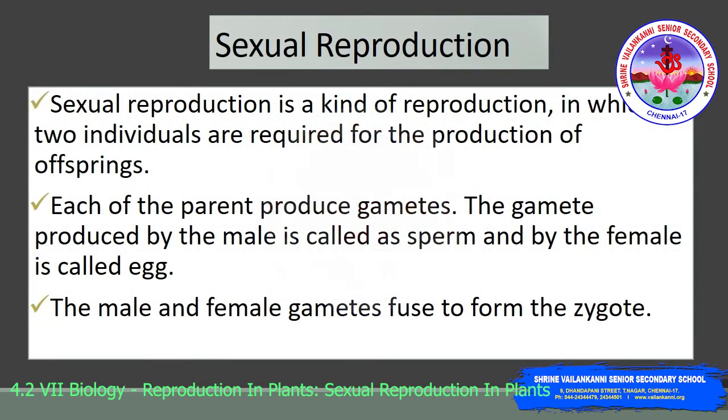So, what is sexual reproduction? Sexual reproduction is a kind of reproduction in which two individuals are required for the production of offspring. Each of the parents produces gametes. The gamete produced by the male is called the sperm, and the gamete produced by the female is called the egg. The male and female gametes fuse to form the zygote.